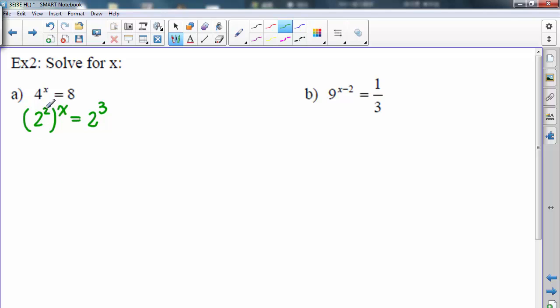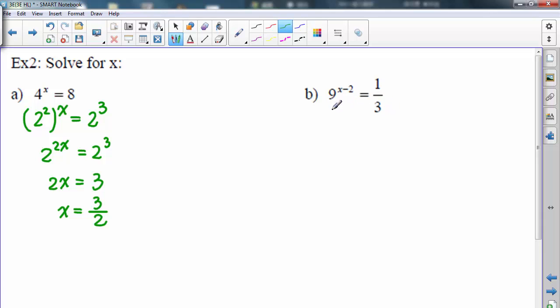2 squared raised by x, we can use the exponential rules. This one is 2 to the power of 2x equals 2 cubed. So right now we still have 2 powers on both sides, and they have the common base, which means I can ignore the base. Their exponents must be the same. So I can find the x value by solving a linear equation.